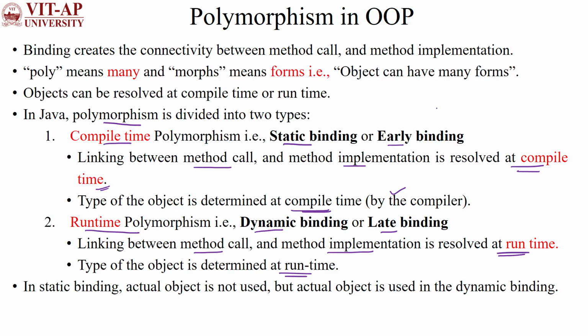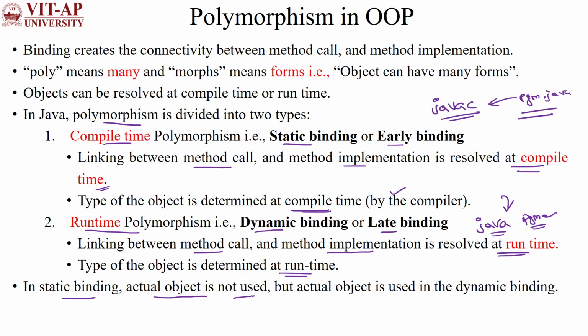Compilation time, in the sense that we compile the program using the javac command. Then we run the program using the java command, java then the program name, the program name's class file. So javac program name dot java will be compiled. This is the compilation command. This one is the runtime command. In static binding, the actual object is not used at all, but the actual object is used during the dynamic binding of the program.